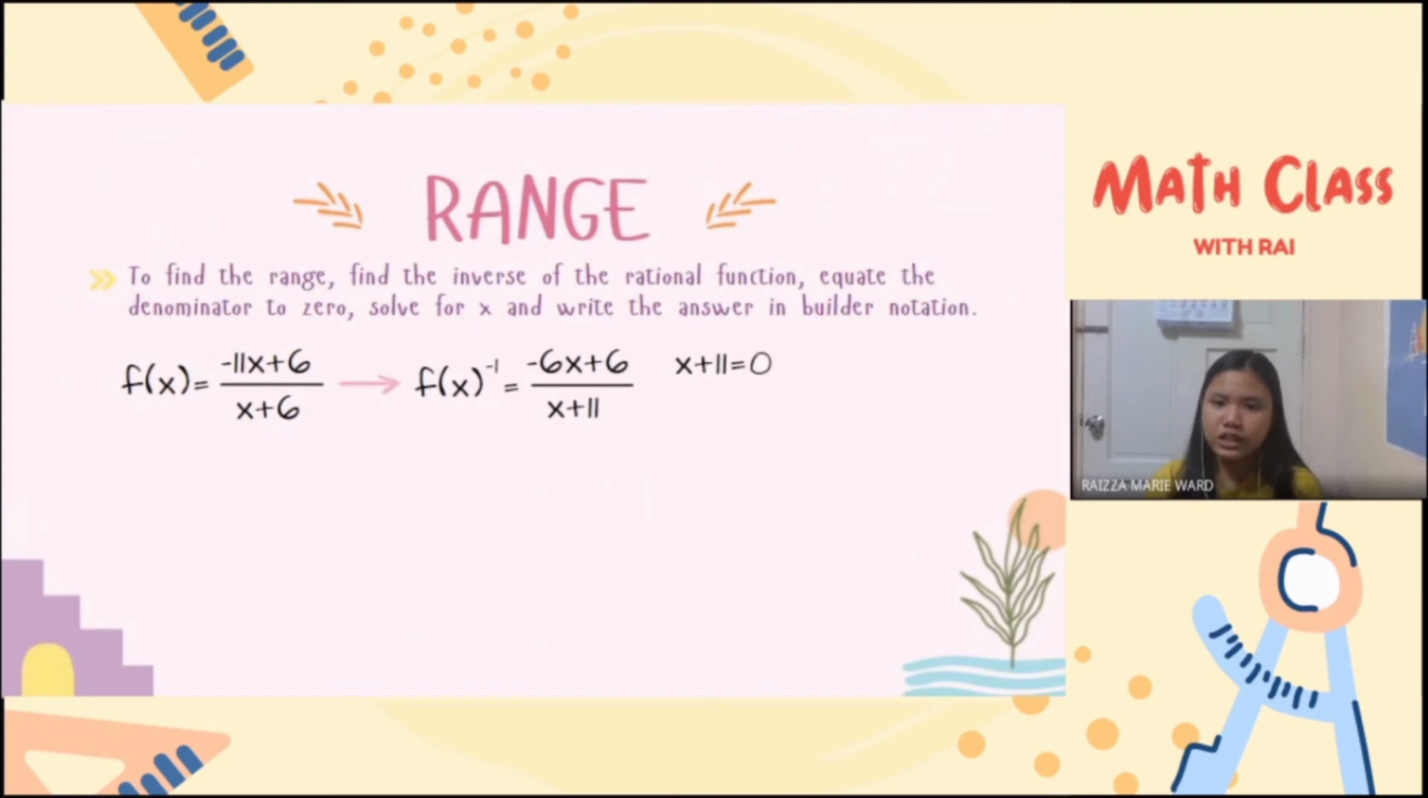Next is range, similar given. Get the inverse. Equate the denominator to 0. X plus 11 is equal to 0. Transpose. Don't forget to change the sign. X is equal to negative 11. Write the final answer in builder notation. Range is equals to y such that y is not equal to negative 11. Again, pause the video and try to solve the next example.